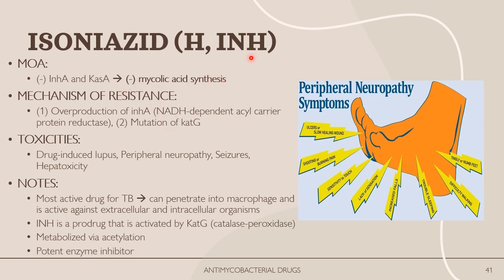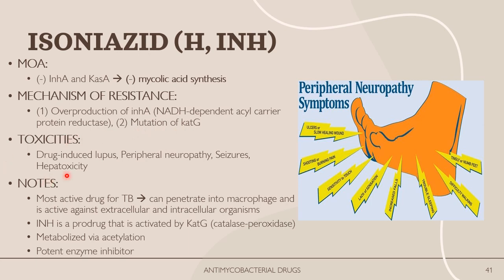Some TB bacilli can develop resistance by overproduction of INHA, no? So, ma-defeat yung purpose ng ating isoniazid kasi sobrang dami ng ating INHA. Okay, number 2 is the mutation of your CatG. So yung CatG is needed for your isoniazid to become active.